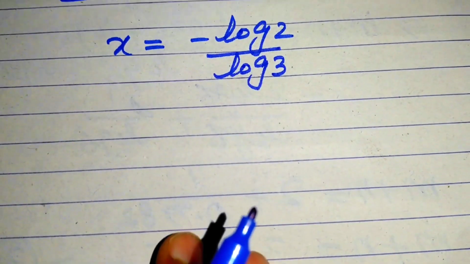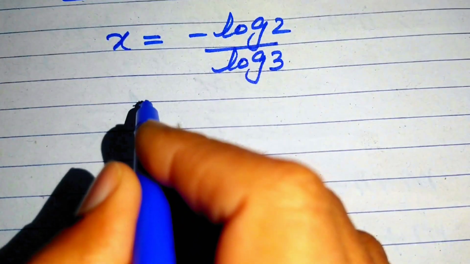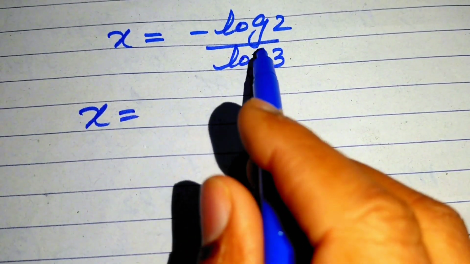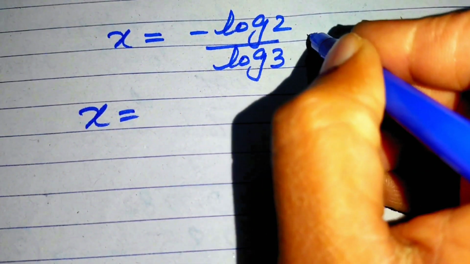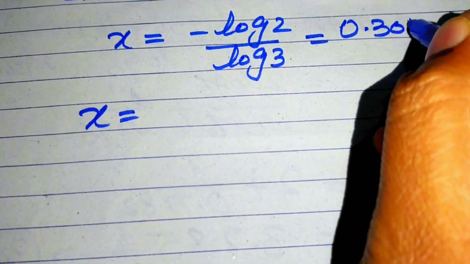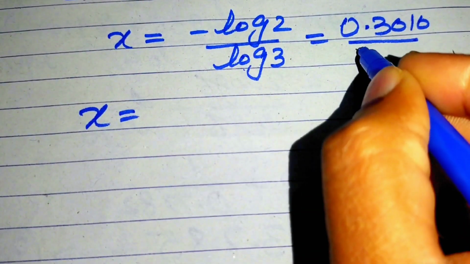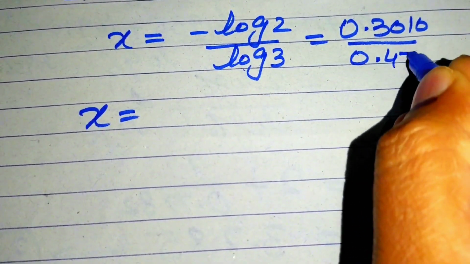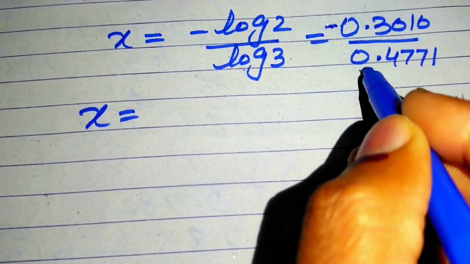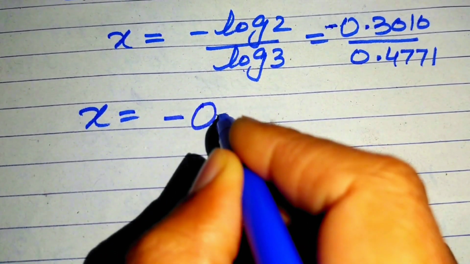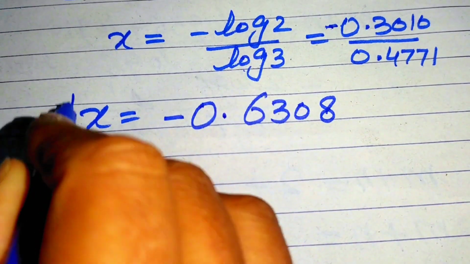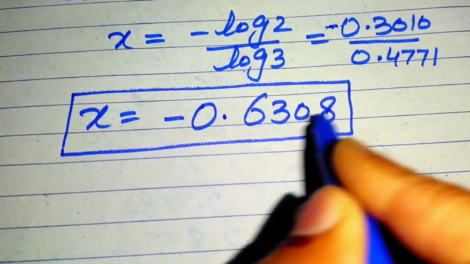So now we can simplify this equation, and we use the calculator and logarithmic table in order to find the values of log 2 and log 3. You know that the value of log 2 is 0.3010 divided by the value of log 3, which is 0.4771, and this is our negative sign. So when we divide these two terms, then finally we get x equals to minus 0.6308, and this is our final answer of this question.